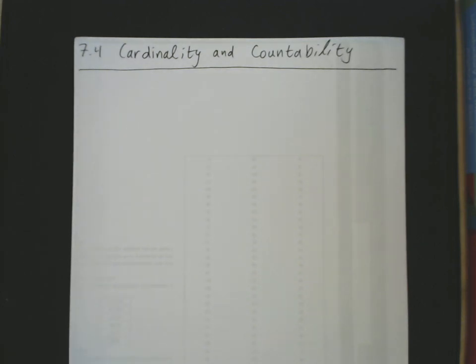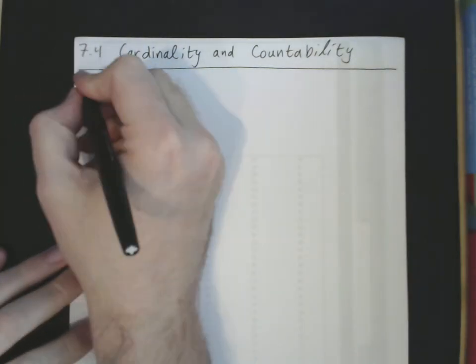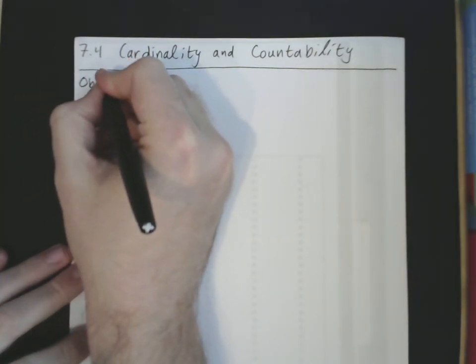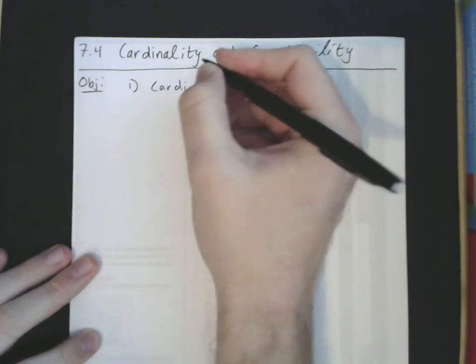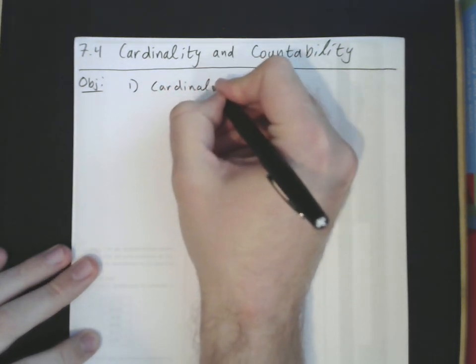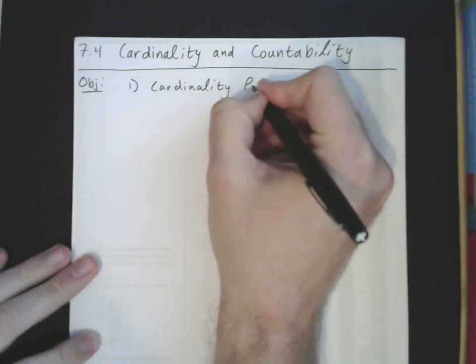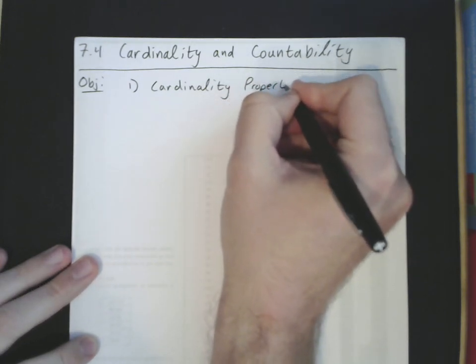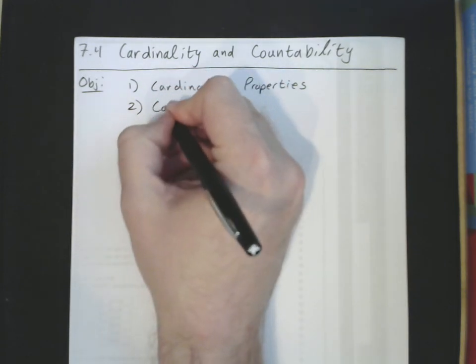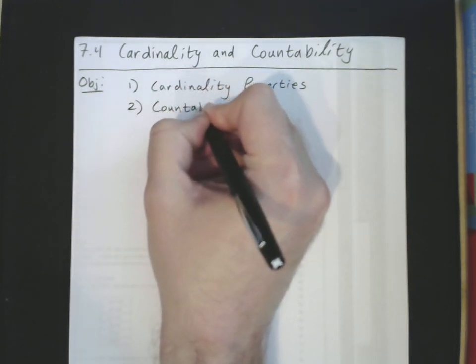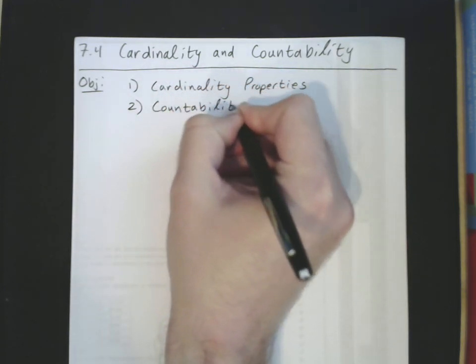Okay, section 7.4 is all about cardinality and countability. So we have two things in this section to talk about. The first is cardinality and its properties. So this is cardinality properties. Then we're going to discuss a little bit about countability. Countability of sets.